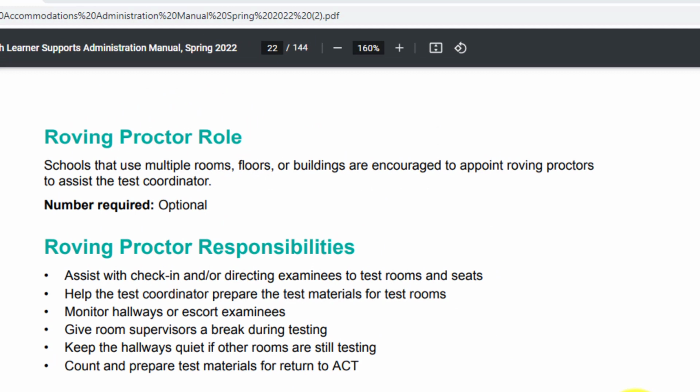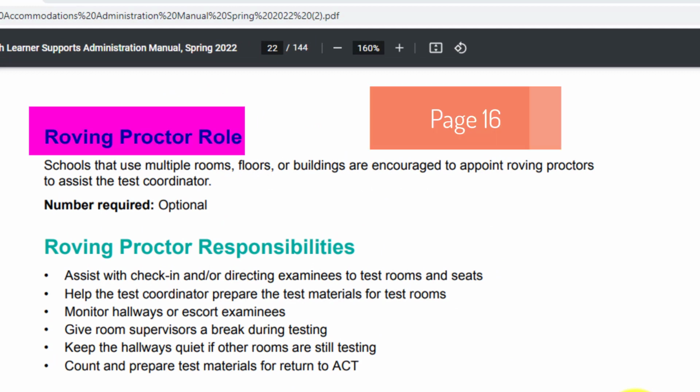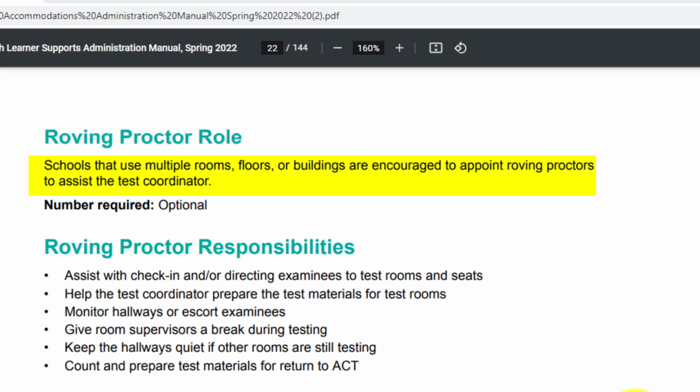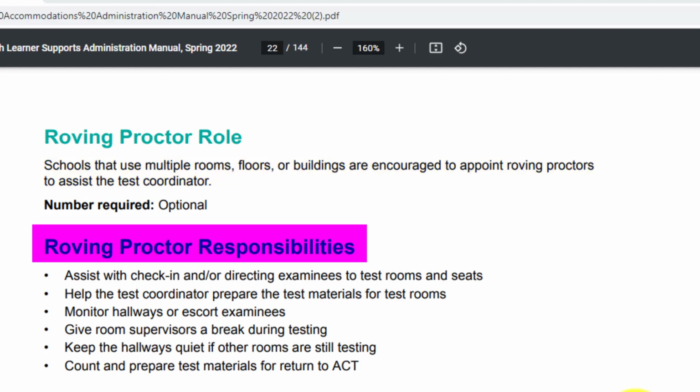All right, we're on page 16. Roving Proctor Role. Schools that use multiple rooms, floors, or buildings are encouraged to appoint roving proctors to assist the test coordinator, and this is optional.